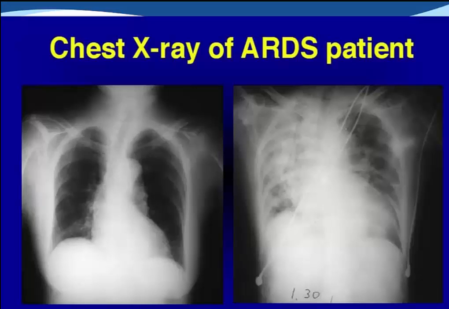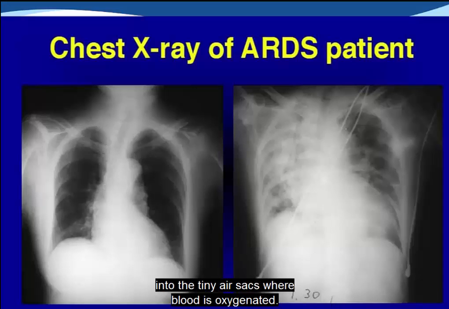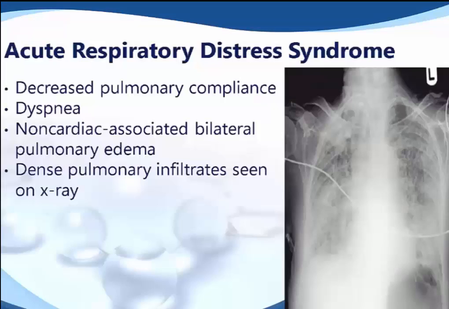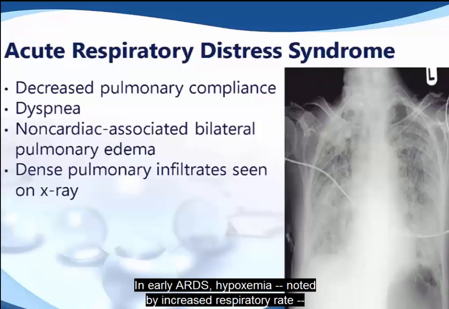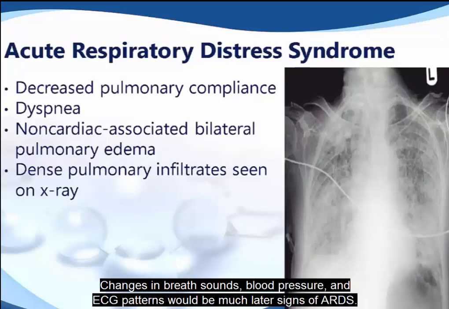drug overdoses. The mechanical cause of ARDS is fluid leak from the smallest blood vessels in the lungs into the tiny air sacs where blood is oxygenated. Normally, a protective membrane keeps the fluids in the vessels. In early ARDS, hypoxemia, noted by increased respiratory rate, may be the only abnormal assessment finding and can be life-threatening. Changes in breath sounds, blood pressure, and ECG patterns would be much later signs of ARDS.